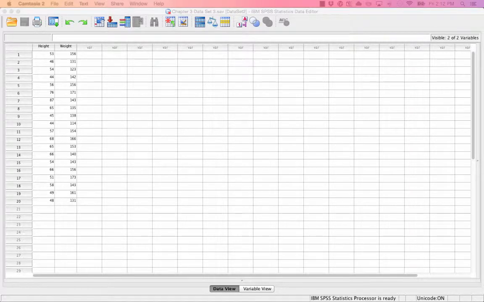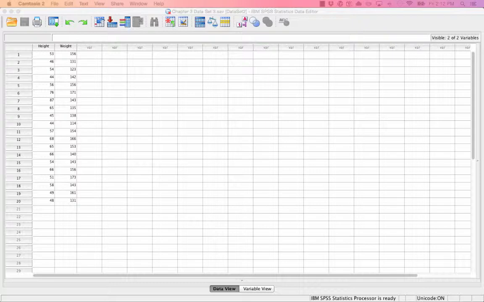Let's take a look at how to find summary or descriptive statistics in SPSS. Once you have opened your data set, you are ready to get going. You may do this for one column or multiple columns all at the same time.